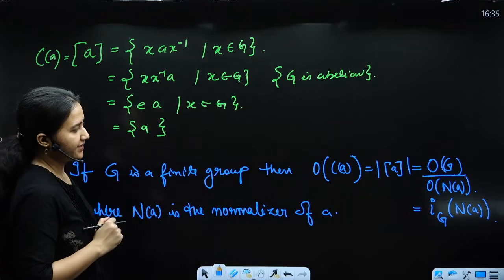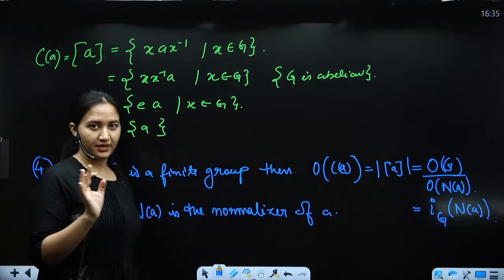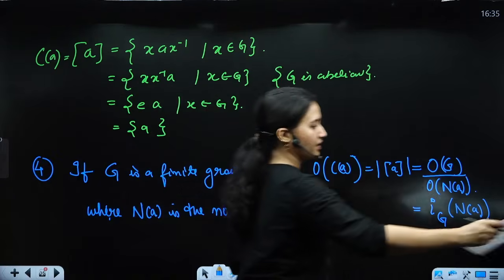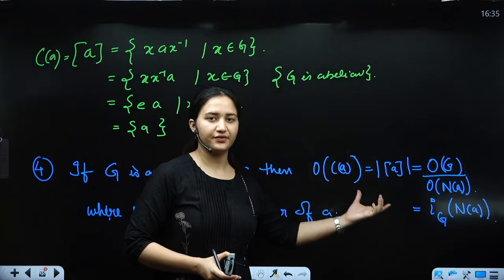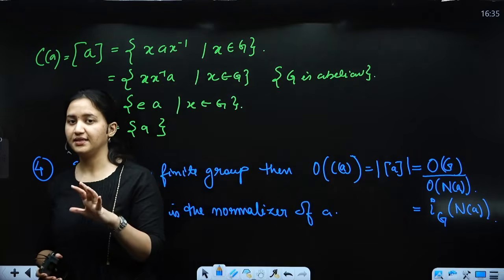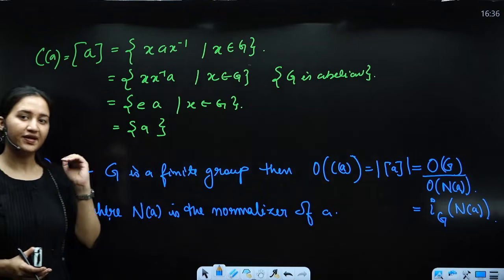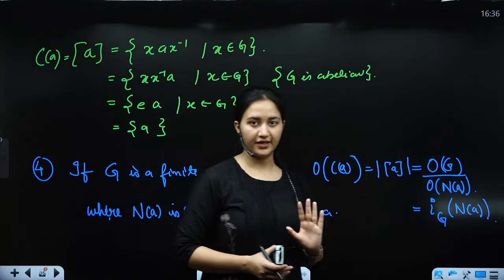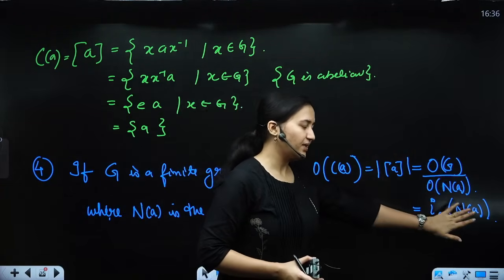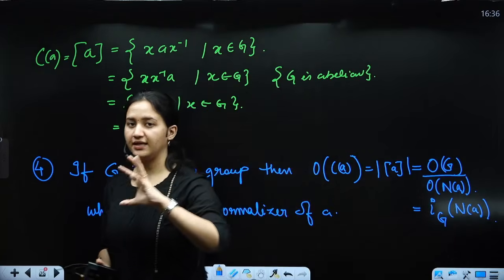Now, can you decipher something out of it? Here we are saying the order of the centralizer of A. That means the number of elements present in the centralizer of any element is going to be equal to the order of G upon order of NA, right? Which is equal to the index of NA in group G.